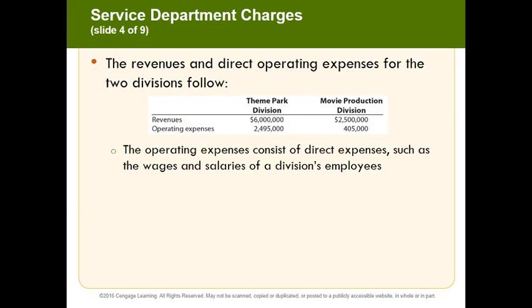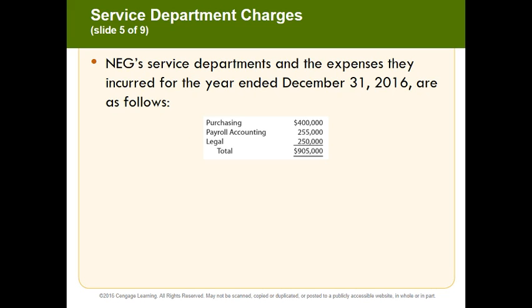The revenues and direct operating expenses for the 2 divisions are indicated here. 6 million in revenues for the theme park, 2.5 million for movie production. There are operating expenses of $2,495,000 for the theme park and $405,000 for the movie production division. Operating expenses consist of direct expenses. This is the wages and salaries of the division's actual employees.